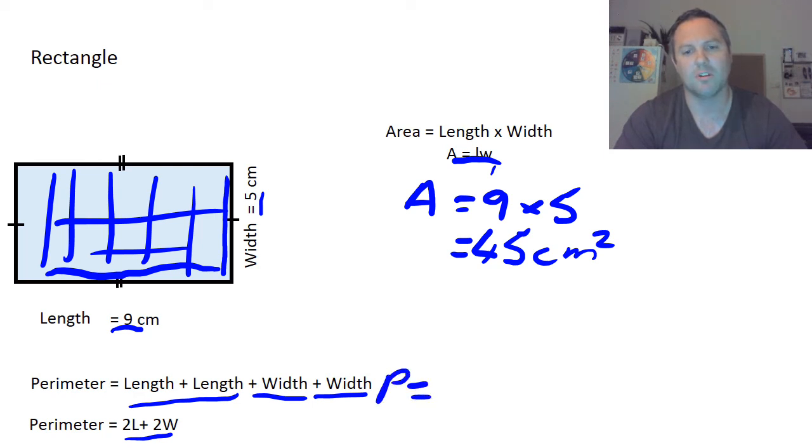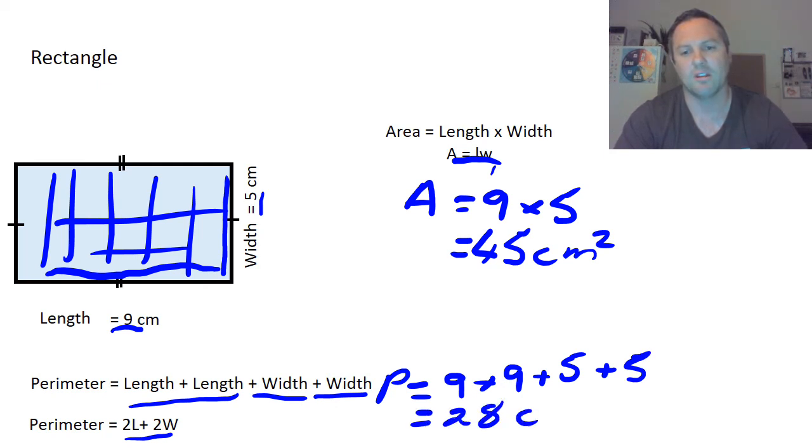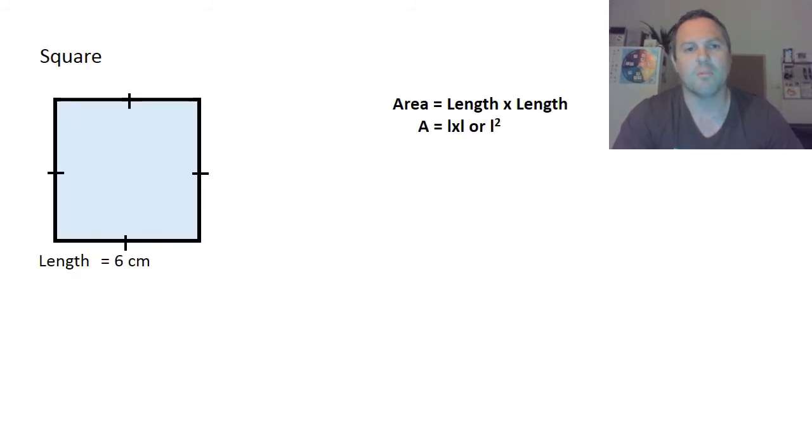So perimeter equals 9 plus 9 plus 5 plus 5. So if you quickly do your maths, it equals 28 centimeters. Now we don't need to put the square in there because we're talking distance, not area in that sense. Moving forward.